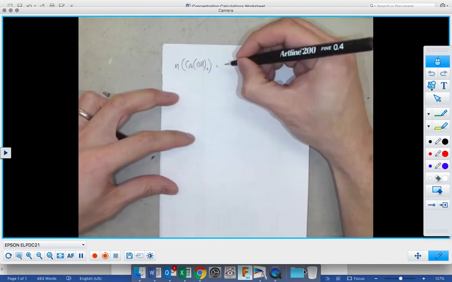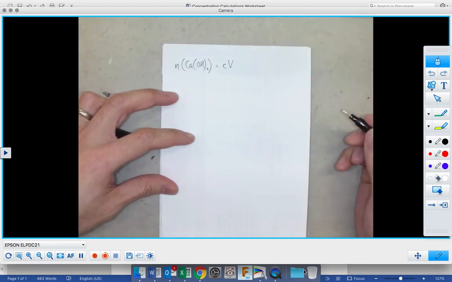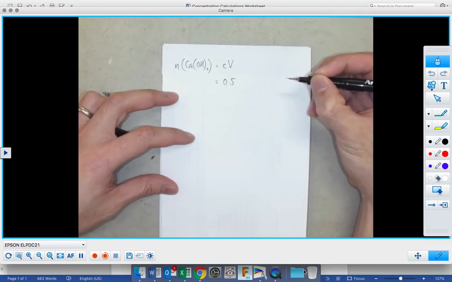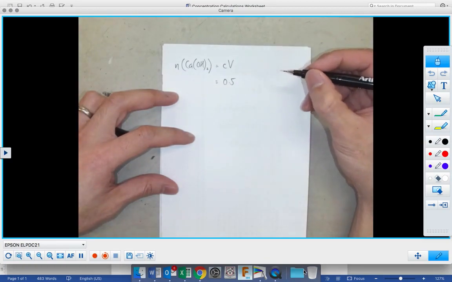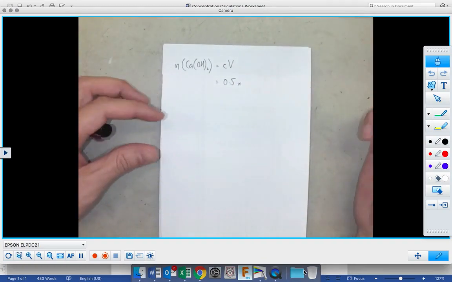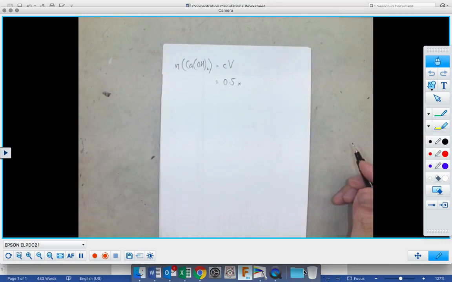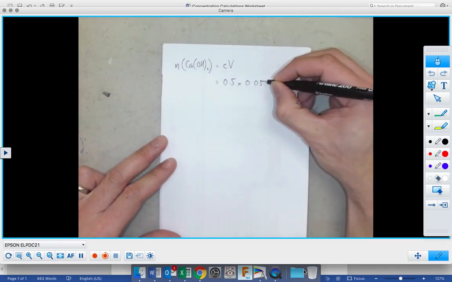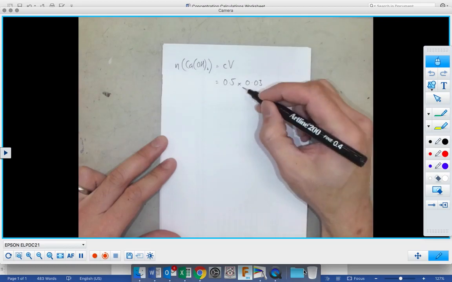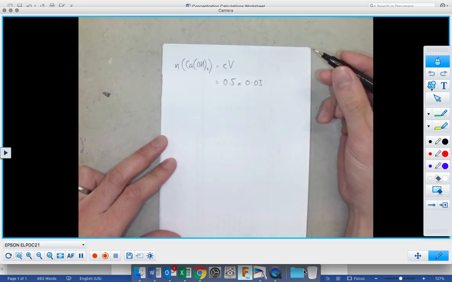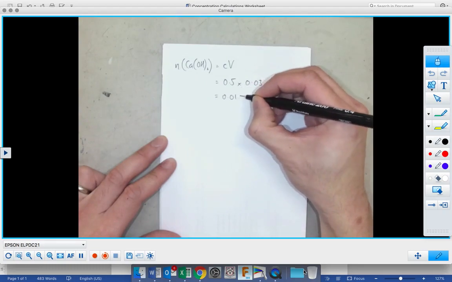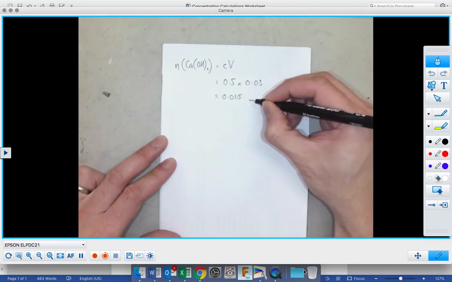Again, write out our equation: n is equal to CV. Our concentration is 0.5. What's our volume? Our volume has to be in liters, but the question gives it in mL. 30 mL is 0.03 liters. It's important to always convert your volume into liters. What does that give us? 0.015 moles.